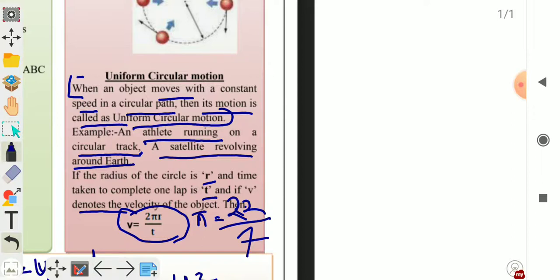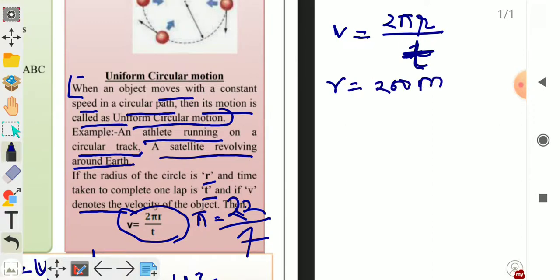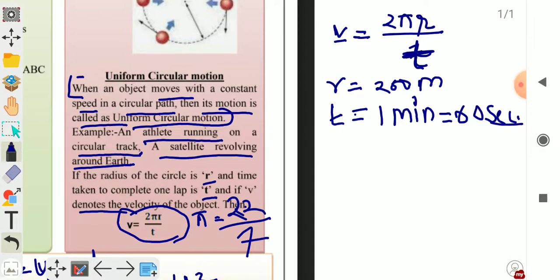First of all, you have to write the formula v equals 2 pi r upon time. So r is given to you, r equals 200 meter. You have to find out the velocity or speed. So put in these values, and t is given to you. t means 1 minute. 1 minute means how many seconds, children? 60 seconds. So 60 seconds.